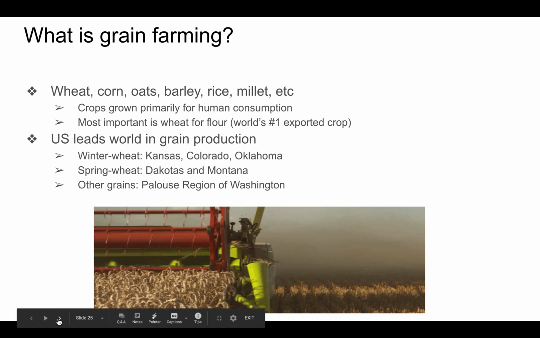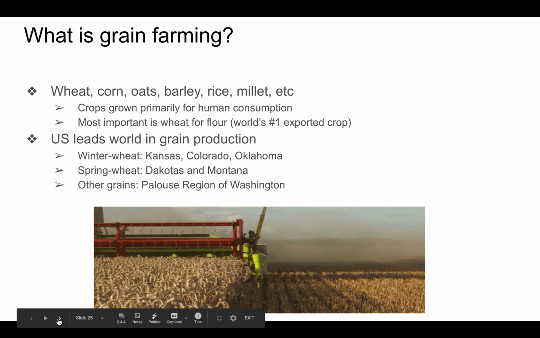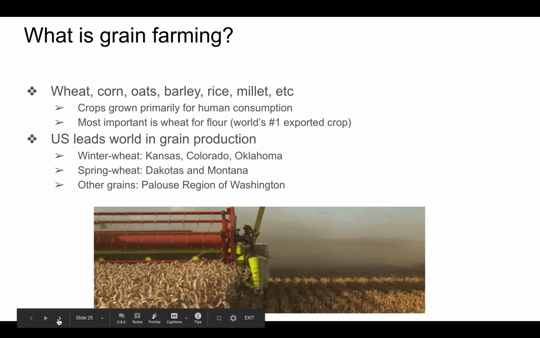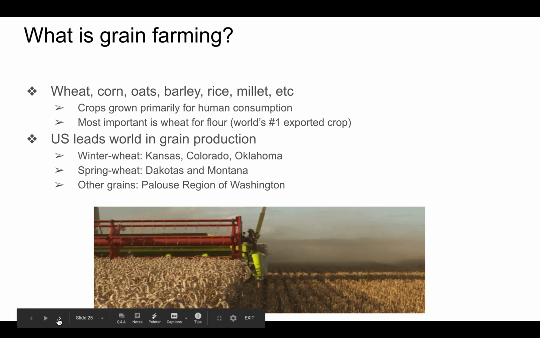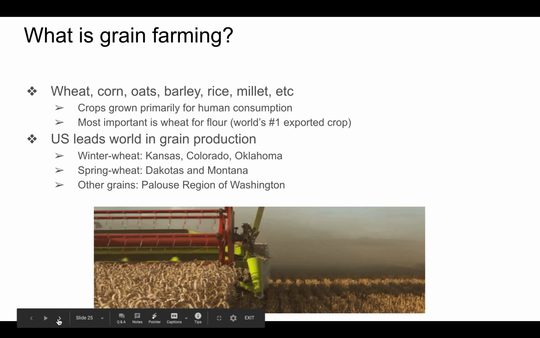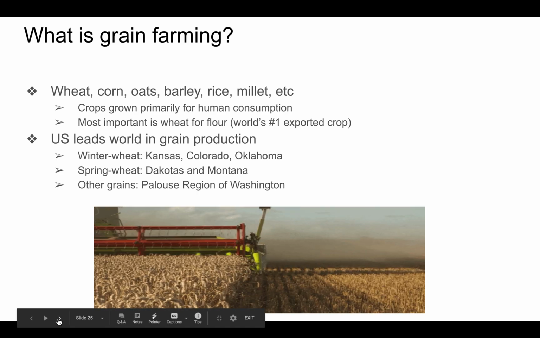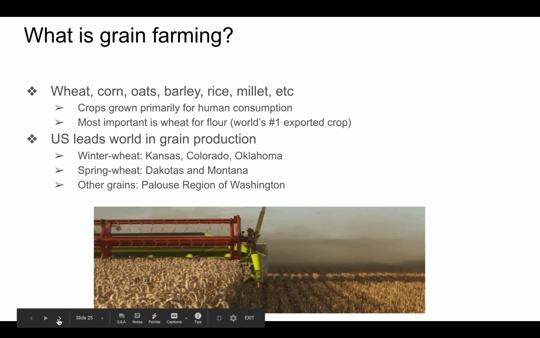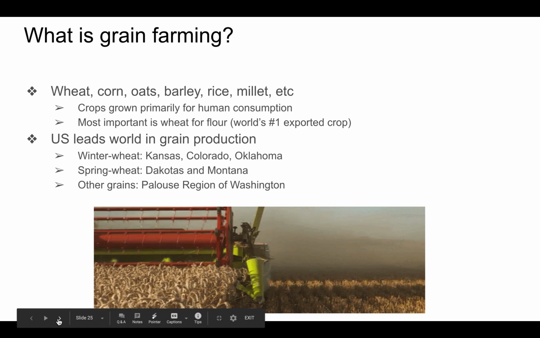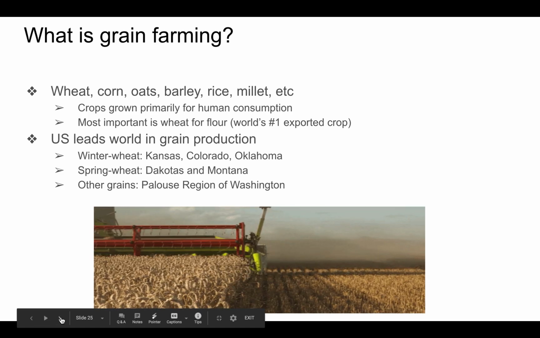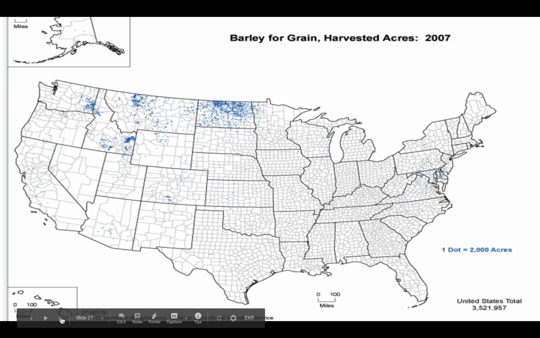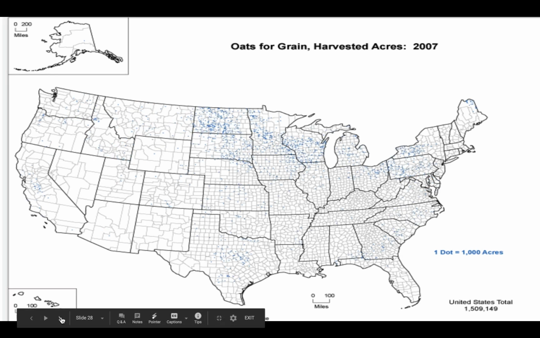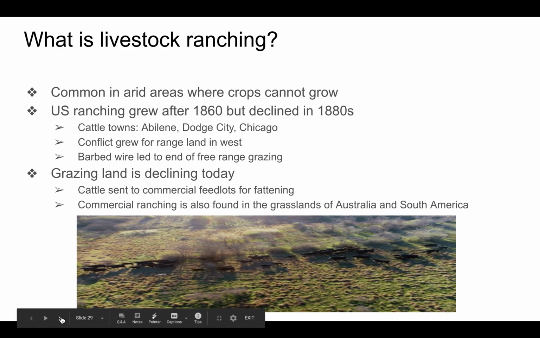Wheat is the number one exported crop, the largest globally exchanged crop. And we have grain production. The winter wheat is found in the winter seasons in Kansas, Colorado, and Oklahoma. Then in the spring season in the Dakotas and Montana, and then also the Palouse region of Washington. And that shows you the regions for wheat, now barley, and oats.